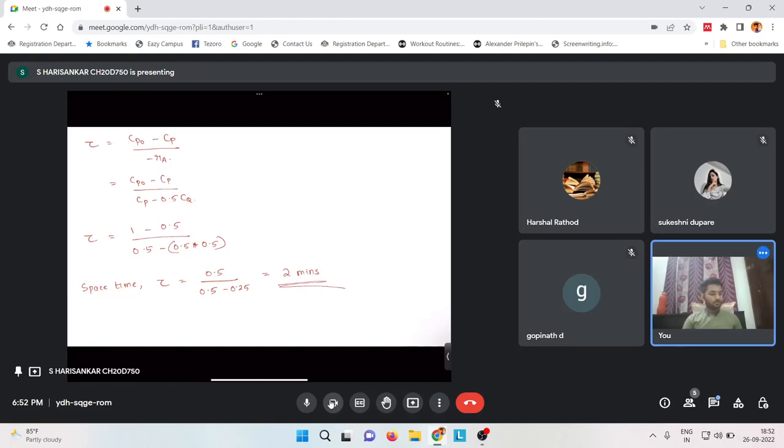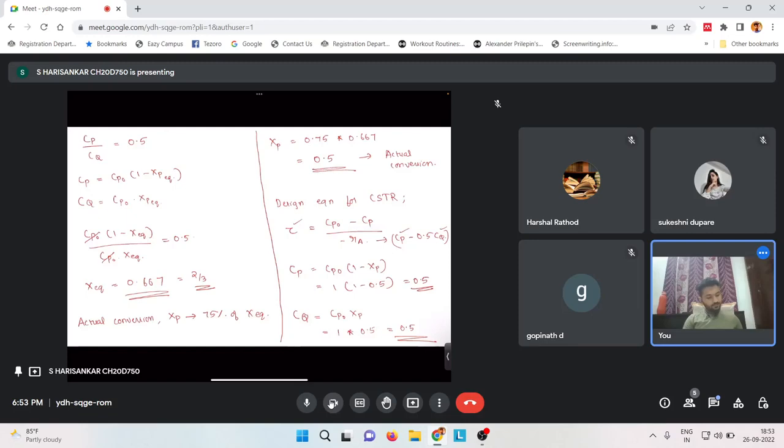So this is how we can solve this question. What we did here is basically we needed to find the space time tau, and for the space time tau we needed one data, which is conversion, because we didn't have the actual conversion here. So to find the conversion, they have given one data that the original conversion is 75% of the equilibrium conversion, and we can find the equilibrium conversion like this.